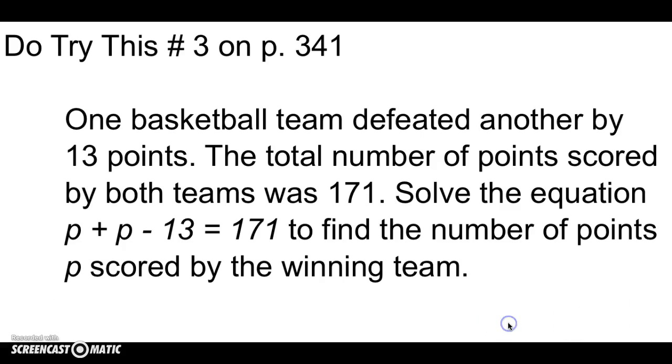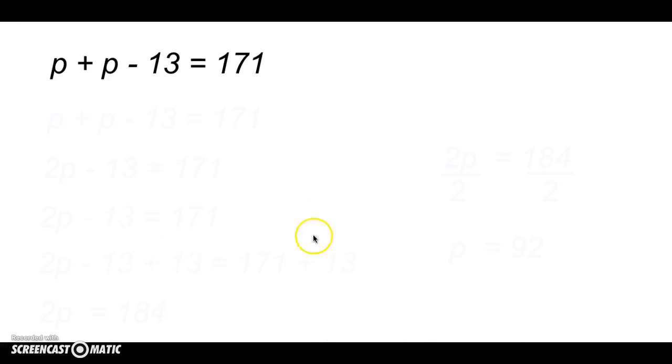I'd like you to do the Try This number 3 on page 341. One basketball team defeated another by 13 points. The total number of points scored by both teams was 171. Solve the equation p plus (p minus 13) equals 171 to find the number of points p scored by the winning team. Pause the video here, do the problem, and then start again, and I'll show you the solution. Okay, welcome back. Here's the solution.